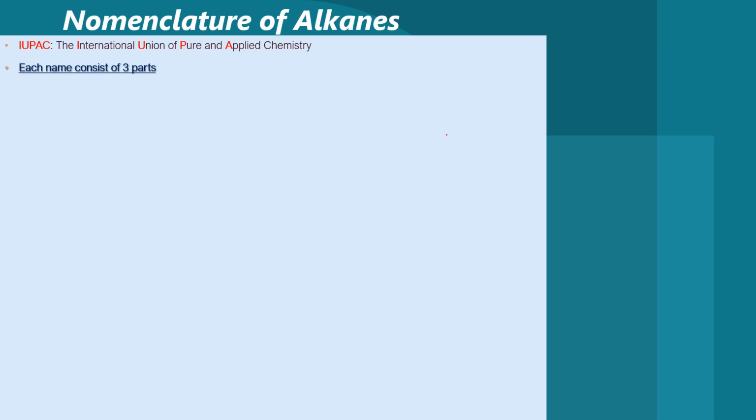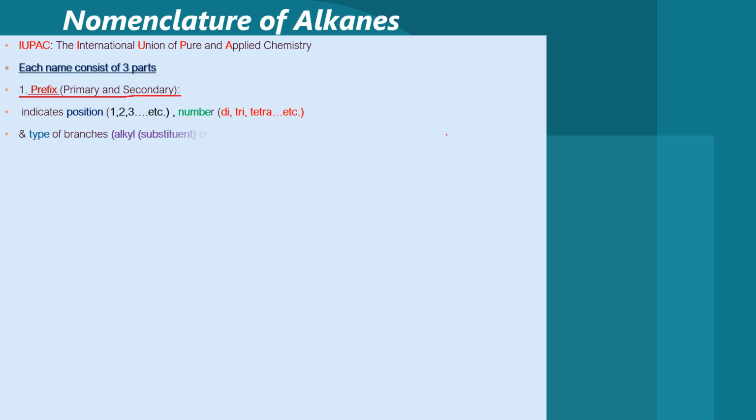Organic chemistry deals with millions of compounds. In order to clearly identify them, a systematic method of naming has been developed, known as IUPAC. The full form of IUPAC is the International Union of Pure and Applied Chemistry. In this system, each name consists of three parts: prefix, word root and suffix.